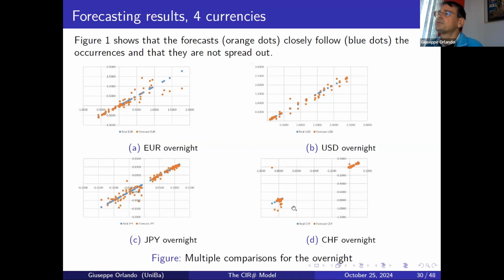And especially here, you can see that for the Swiss franc, this is one reason I took this currency, the data are completely divided in two parts. And then this CR sharp model is even able to follow the pattern of the time series. And here there is an exception, this orange spot. But for the rest, you can see they are very close. The predictions are quite close to the realization.